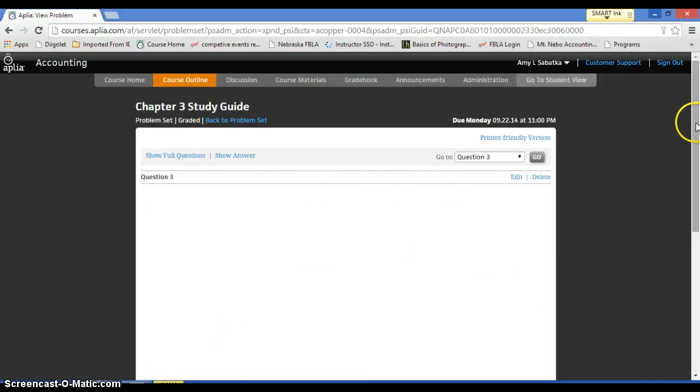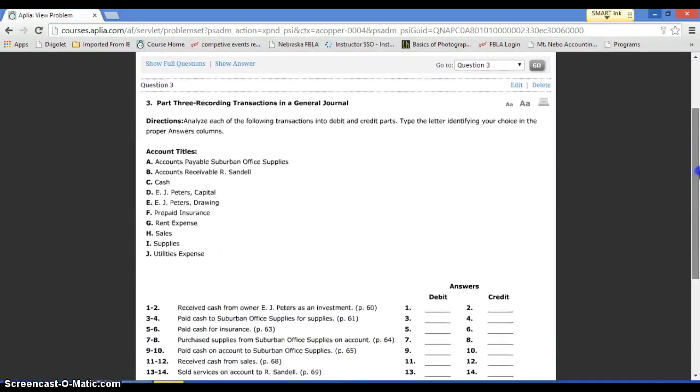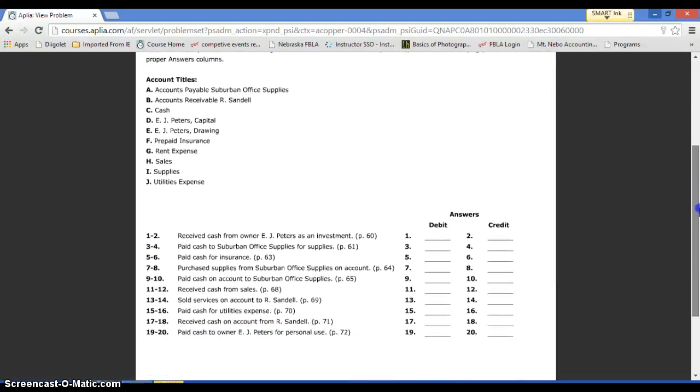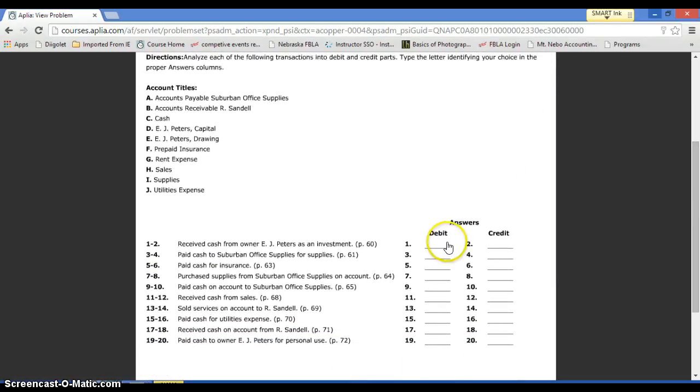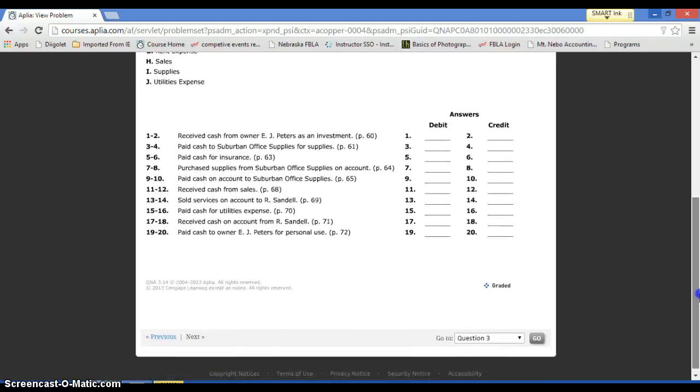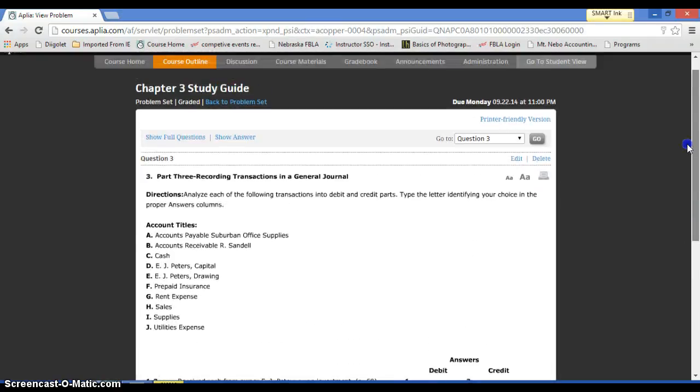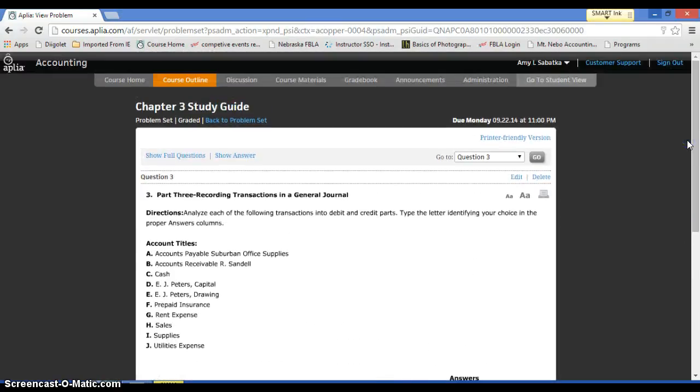Then we have the third part. This is just like what you did in chapter 2. Now, what account is debited, what account is credited. Once again, you can use your book. This you should be able to do already also. You do not need your general journal to do that. That is all that is for the study guide for chapter 3.